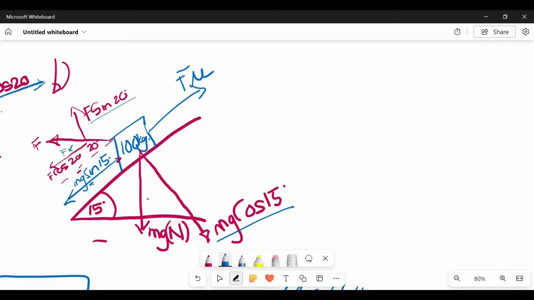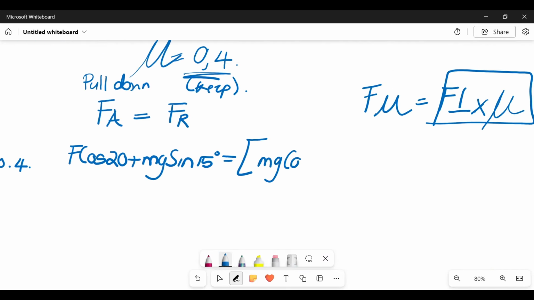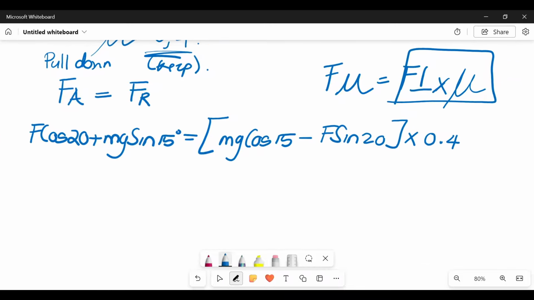In an instance where you choose F sine of 20 as your positive and your mg cos of 15 as your negative, all this means is after you've calculated, you'll most likely get an answer in negative, and this will essentially tell you that the assumed direction is the opposite of the correct one. That's all it means. It doesn't mean your answer is wrong. So I like to appoint whatever is due to gravity as the positive. So we have our mg cos 15 minus our F sine 20 multiplied by our coefficient of friction, which is 0.4. Then from this point on, you can try to break it down further or simplify it before you break it down. It really is up to you.